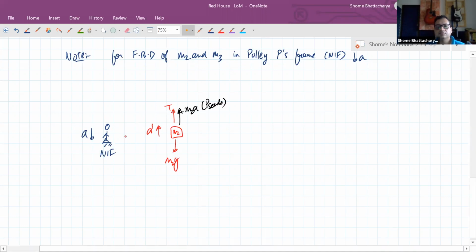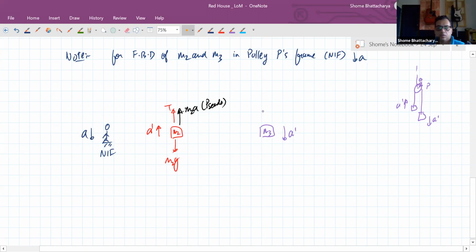And similarly in the same frame, if I made M3's free body diagram, with respect to this frame M3 is coming down with A prime, with respect to that pulley. So imagine your observer is sitting on this pulley and he is observing. So in his frame, this is going up at A prime, this is coming down at A prime. This is the situation now.